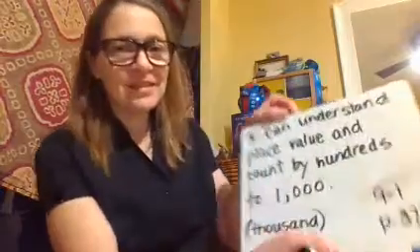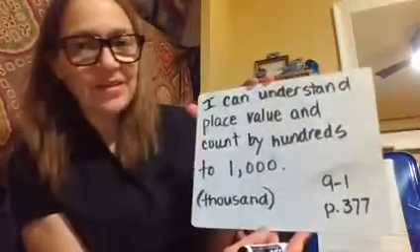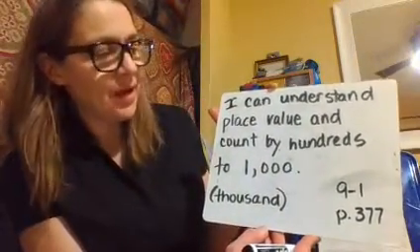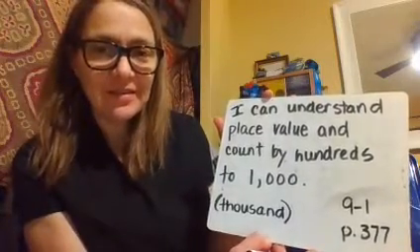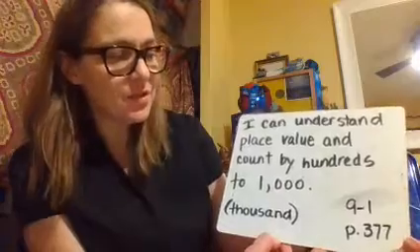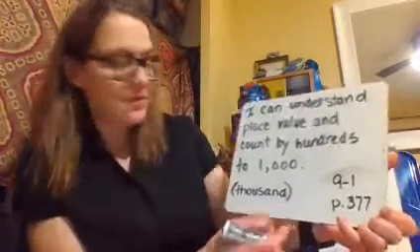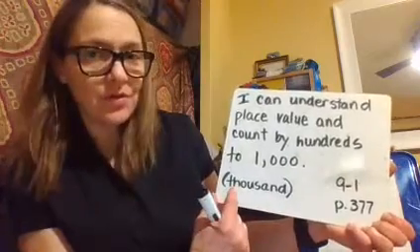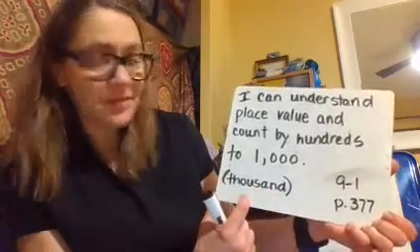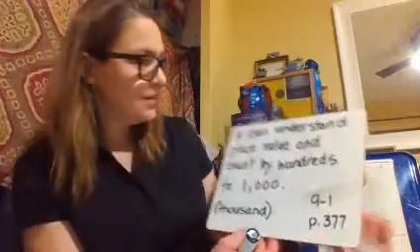I can understand place value and count by hundreds to 1,000. Okay, and we're at 9-1, page 377. And this is how you write thousand, and that's one of your new words. It has an "and" in it, thousand.